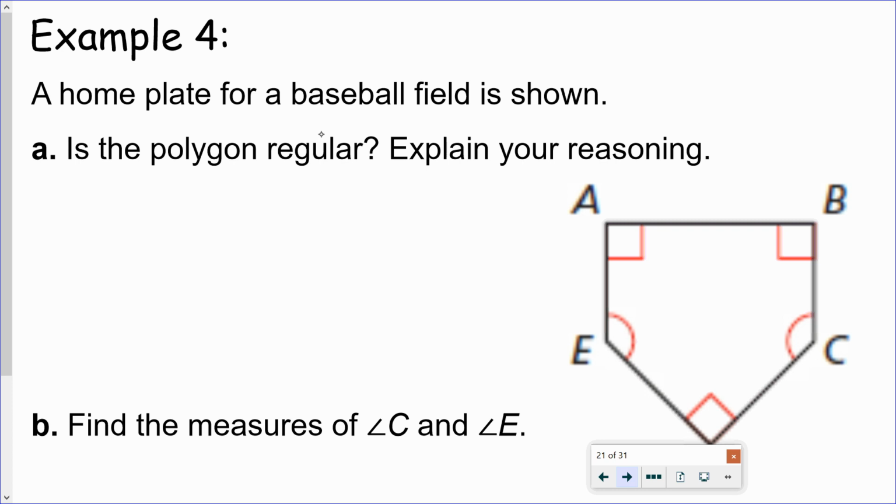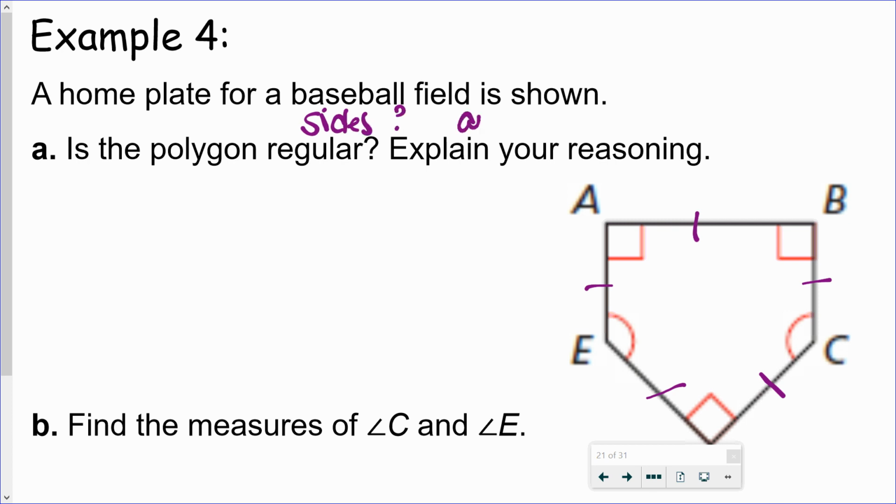A home plate for a baseball field is shown. Is the polygon regular? Well, let's look at this. It looks like all of the sides could possibly be the same length. Okay, AB maybe looks a little bit longer, but it's kind of hard to tell. They don't give us any information on that. So now let's tackle, are the sides congruent? That's a question mark, okay?